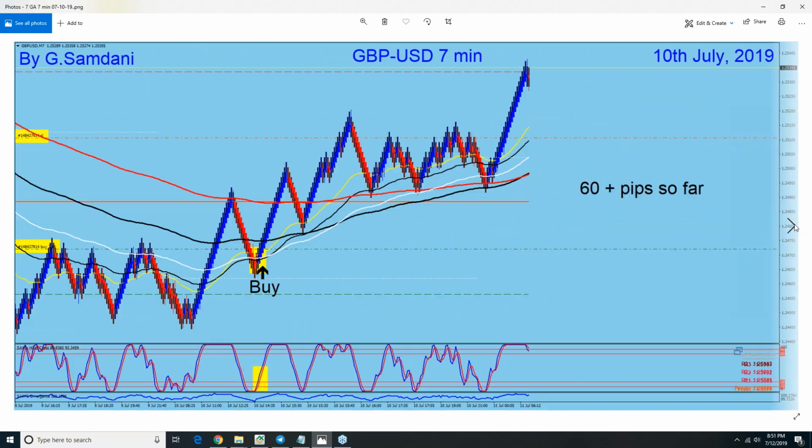Just showing it again. This is GBP-USD on the 10th. A beautiful entry here, it went up there. Actually, this is not the entry, this is the entry here. That's my SL move up there. So this was the entry.